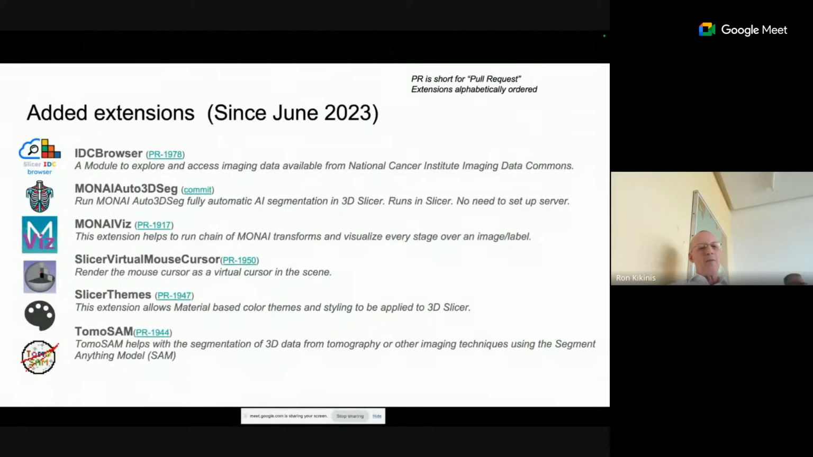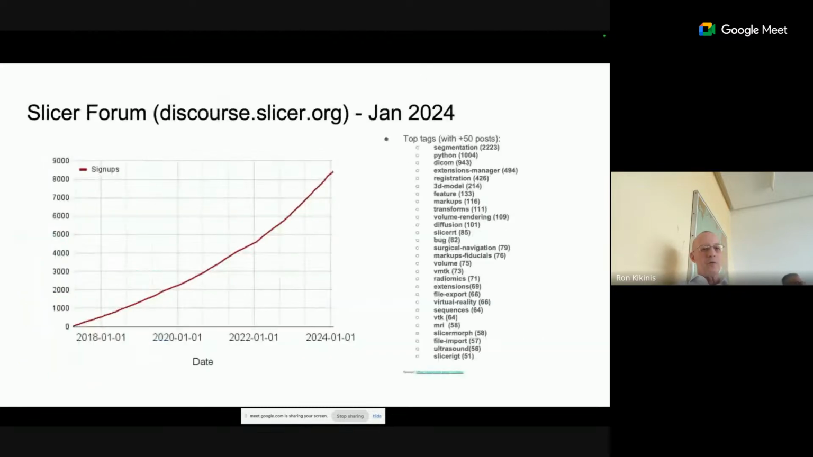And here are some examples of very recent extensions. Six extensions were submitted since June 2023. We don't control who downloads the code, but we have a quality assurance process for uploading new extensions, because we want to make sure that people don't insert malicious software and so on. So we only accept extensions that are open source and where we can inspect the source code.